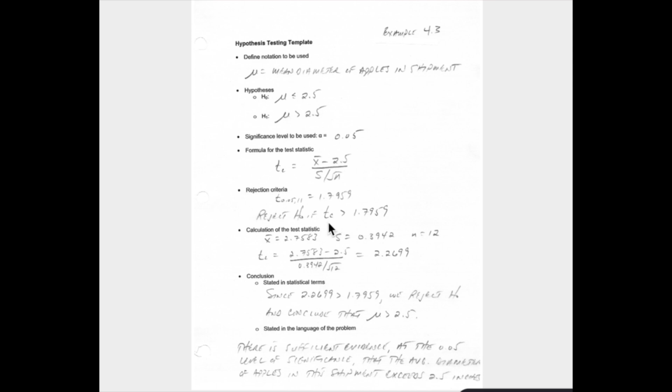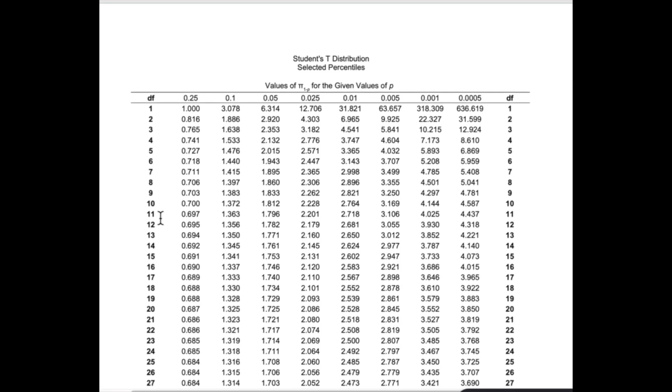Now, how large does t-calc have to be? Well, it's got to be greater than the upper fifth percentage point of the t-distribution with how many degrees of freedom? Well, n minus 1. The sample size is 12, so we have 12 minus 1, or 11 degrees of freedom. And so the critical point is the upper fifth percentage point of the t-distribution with 11 degrees of freedom, which, if we go back and look at the table, right, so here's 11 degrees of freedom right here, and we want the upper fifth percentage point, so 1.796.